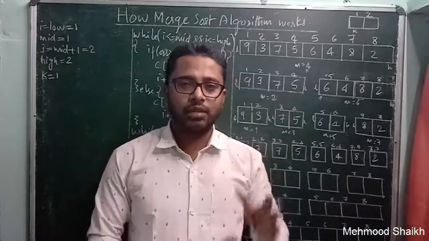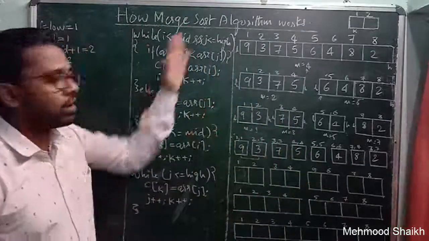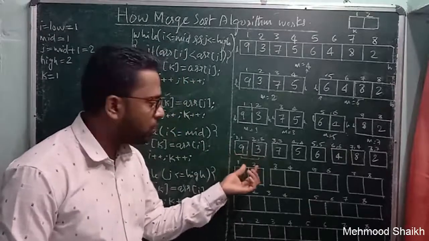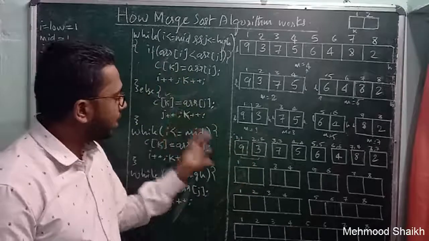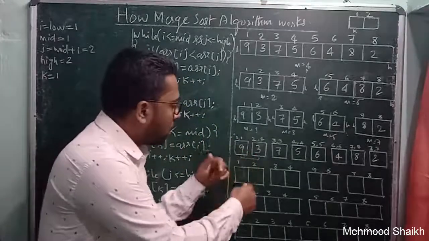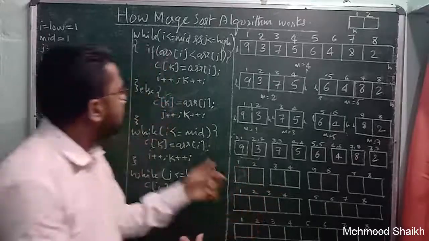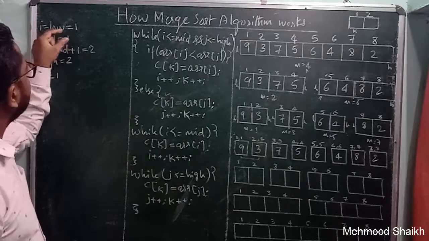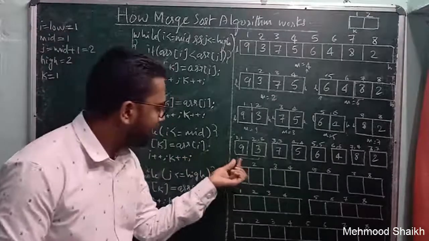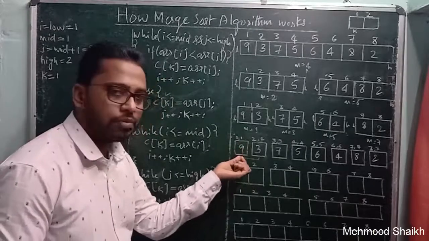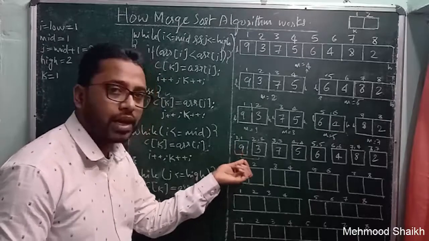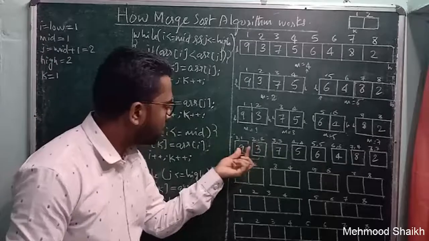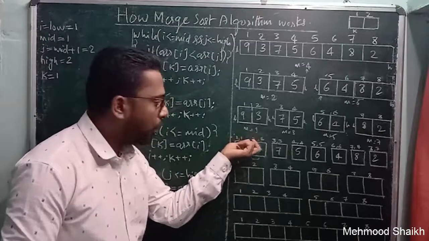Now let us try to understand the process of merging in the merge sort algorithm. Here you can see we have two subproblems, the smallest units of subproblems. We will apply this merge algorithm on these two subproblems to compare and combine. Here I have written the algorithm, and I have set i equals low, which equals 1. So I have set the i variable to this first subproblem, and I have set mid to 1.